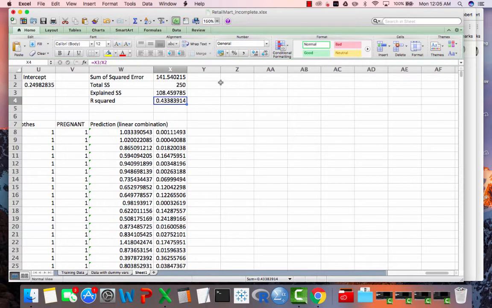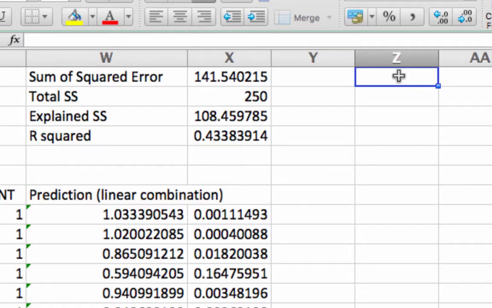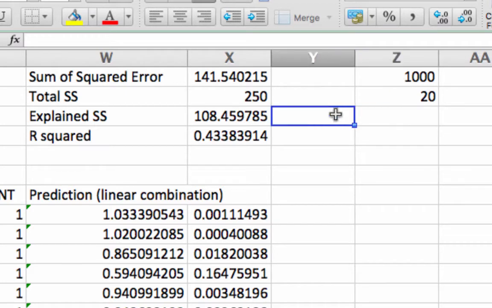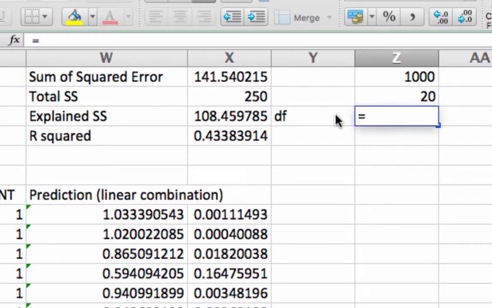So how do we actually get that? Let's go over here to column Z. In column Z, we need to know how many people there are, and we know that we had 1,000 people that we used to train the model with. And we need to know how many model coefficients there were, that is, how many independent variables we had, and we had 20 independent variables. And so the degrees of freedom is equal to how many people in your study minus how many model coefficients there are. And we have 980 there.